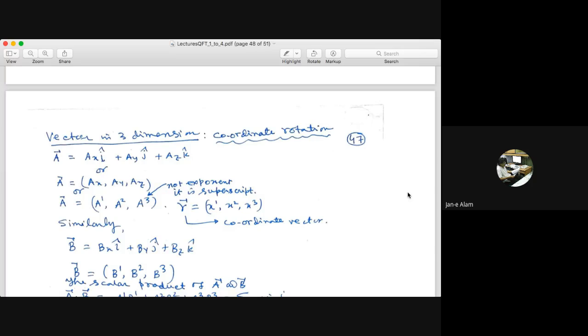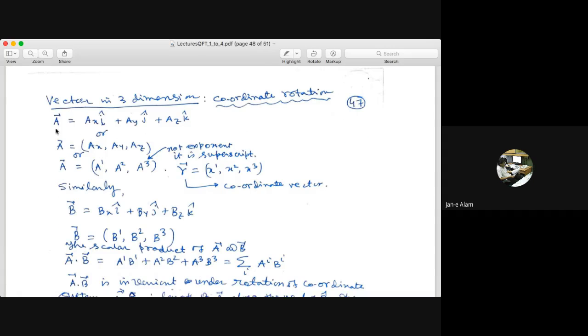Notation we are using here, and what is the kind of Lorentz invariance used in this set of lectures. So let me start with a vector in 3 dimensions. This is all you know, that a vector I can break into 3 components, x, y, and z.